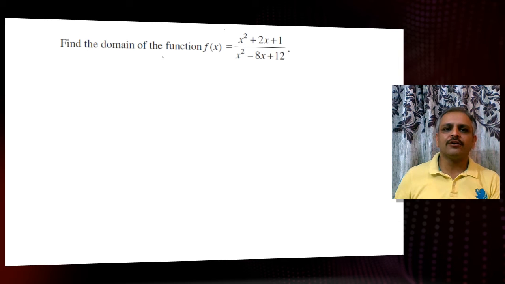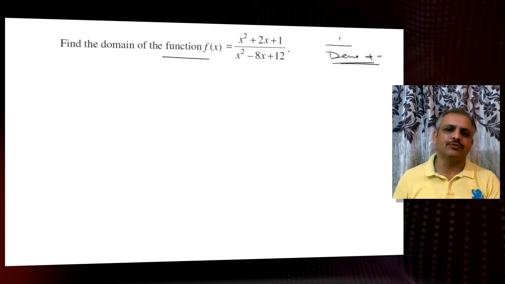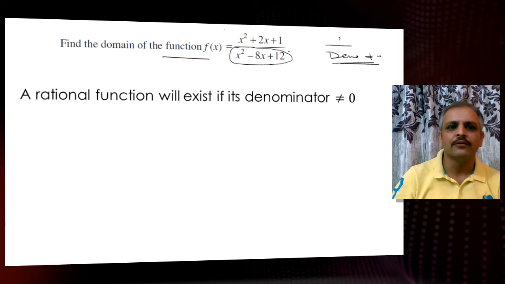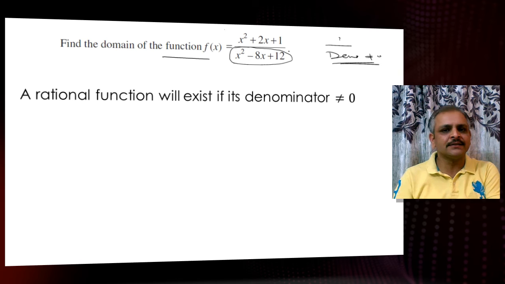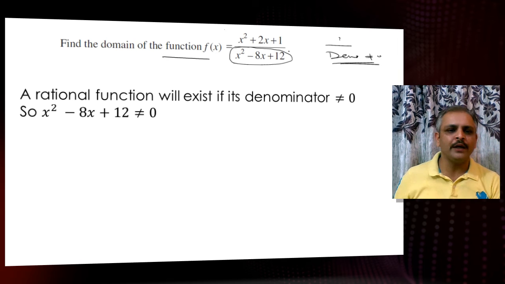Next is we have to find the domain of the function. See, domain of a rational function, the condition is if a function is like this, a rational function, then the denominator should not be equal to 0. That means this x square minus 8x plus 12 value should not be equal to 0. A rational function will exist if its denominator is not equal to 0.